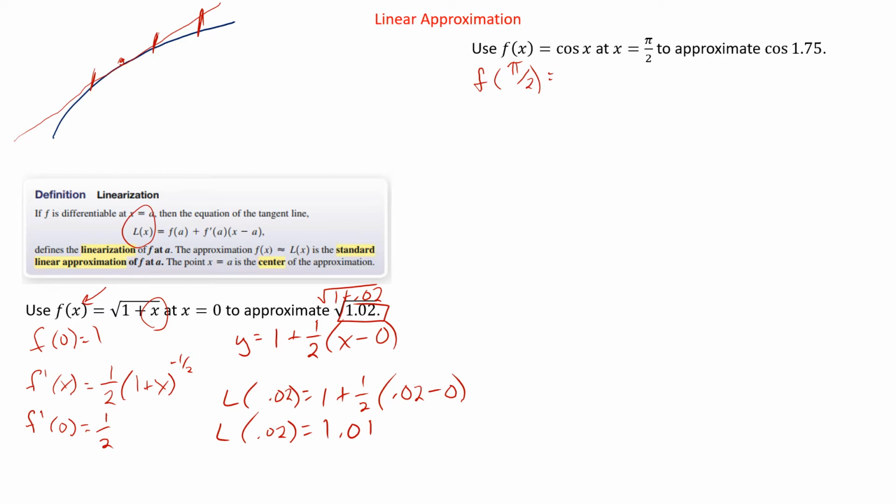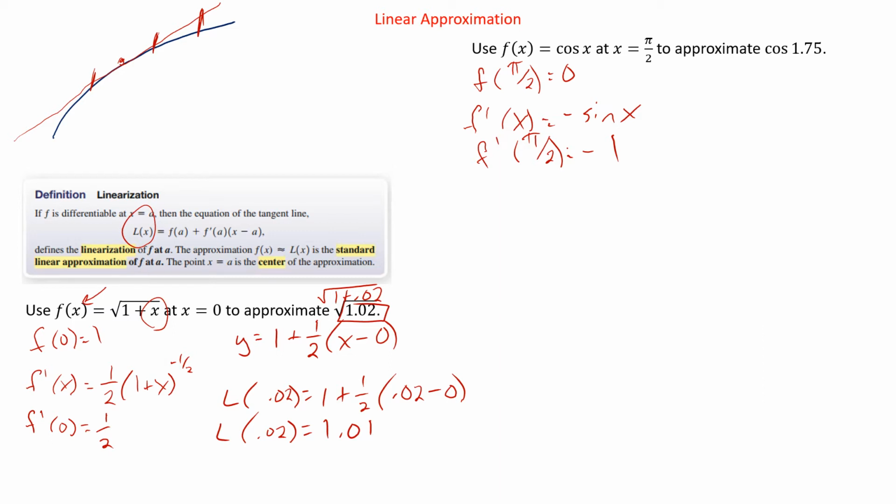So we need f of pi over 2 is cosine of pi over 2. Well, cosine of pi over 2, that's straight up in the air. Cosine is 0. And then f prime of x is going to be negative sine of x. So f prime of pi over 2 is negative sine of pi over 2, which is 1, so it's negative 1. So that's our slope. We have our point is pi over 2 comma 0.